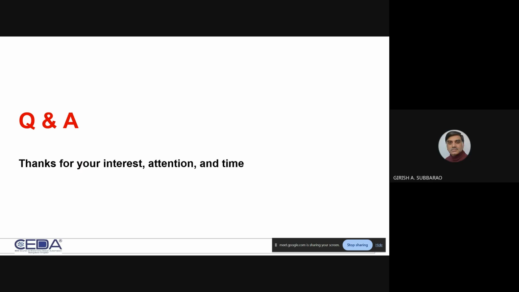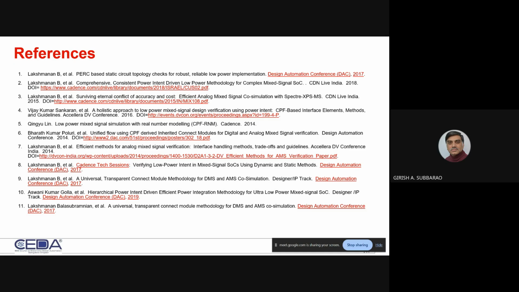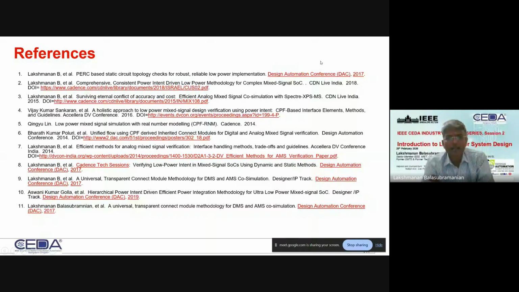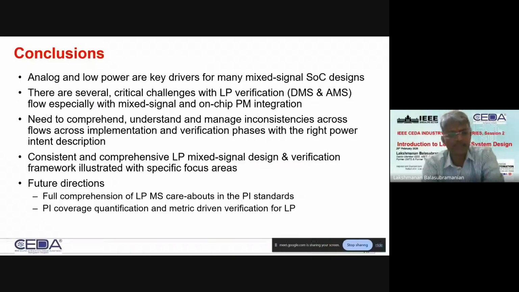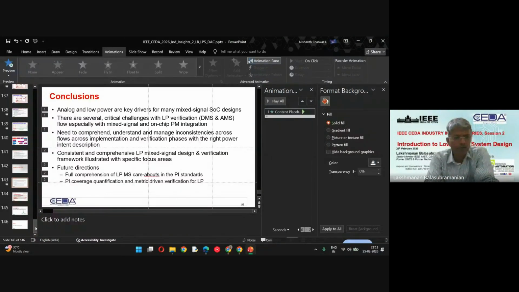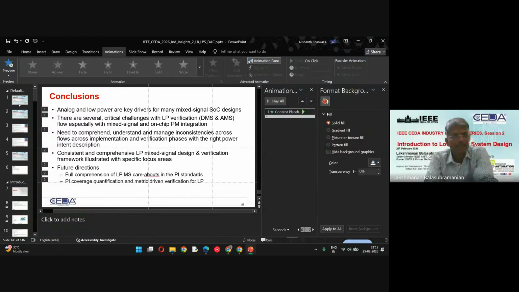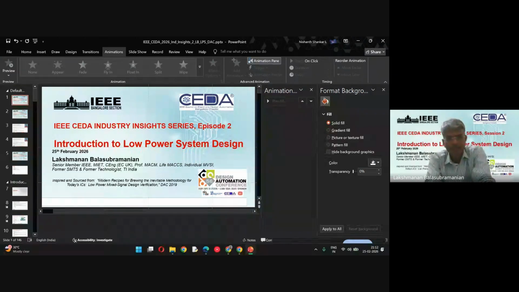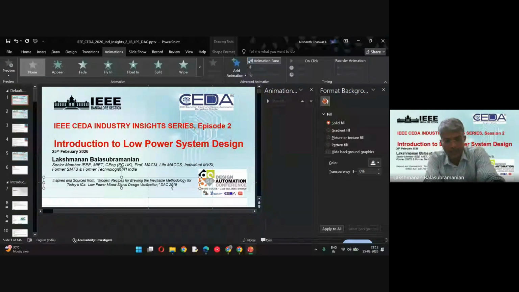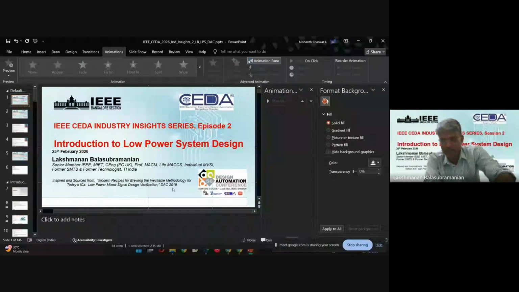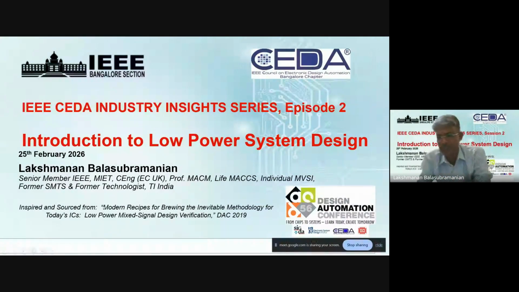Lakshman, can you just show that references slide? Just one. Yeah, some of them are DAC papers. Many of them are mine. Some of them are different. Many of them are from conferences like DAC, CDN Live and DVCon. And the whole of this entire flow, in much more detail, is also available, as this content itself is derived from a 2019 tutorial at DAC 2019, which was given by me. So most of the content, with some slight modifications, is sourced from that.